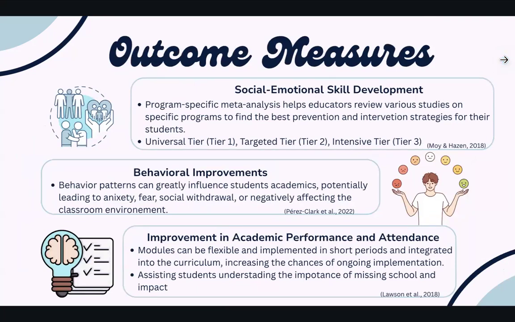So for the outcome measures, there's social emotional skill development. There's a program-specific meta-analysis that helps the teachers review various studies on specific programs to find the best prevention and intervention strategies for the students. So there are different sample activities that the teachers can pick from. And then there's also tier 1, tier 2, and tier 3. There are behavioral improvements. Behavior patterns can greatly influence students' academics, potentially leading to anxiety, fear, and social withdrawal. So Second Step will help the students with all of these and help improve their behavior.